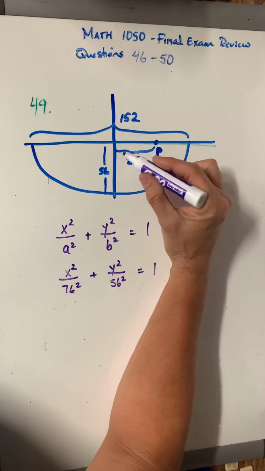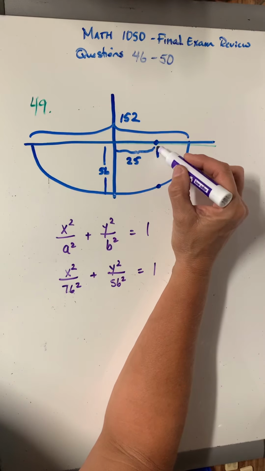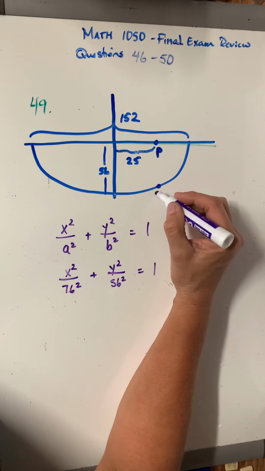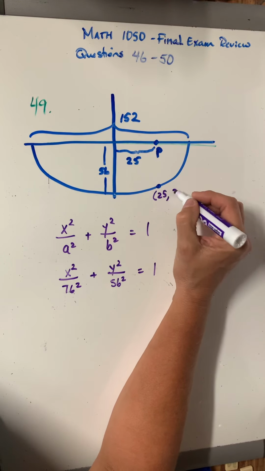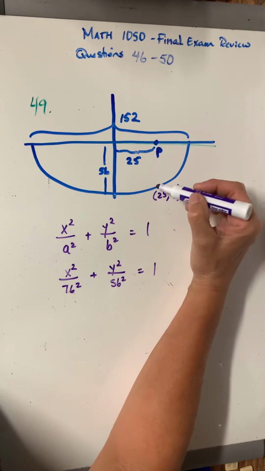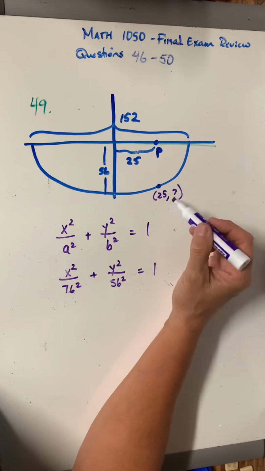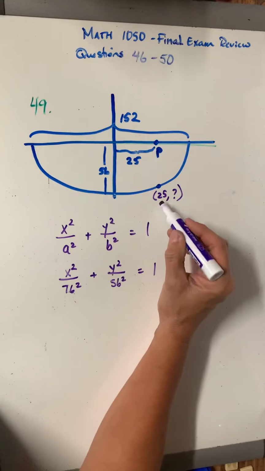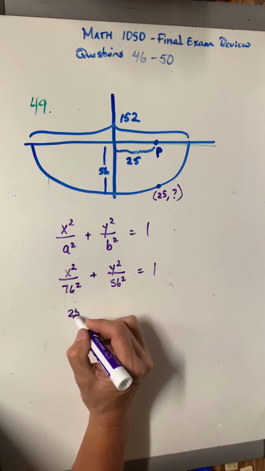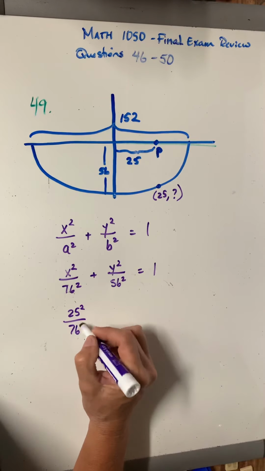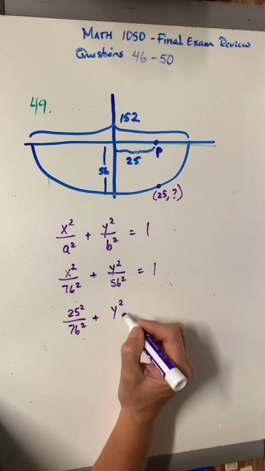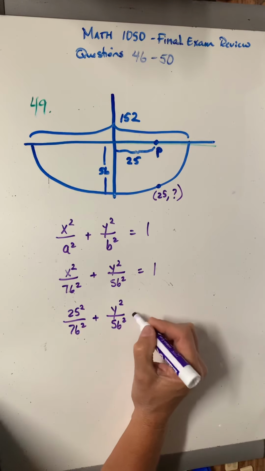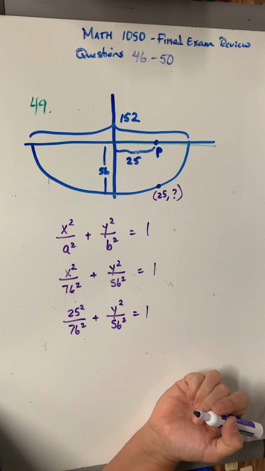And if I know that this is 25 over, that means this point is going to be 25 comma something. And that's what I'm looking for, that something. What is the y value of this point? But I have enough information that I could plug the 25 in for x, and then all I need to do is solve for y to get my answer.